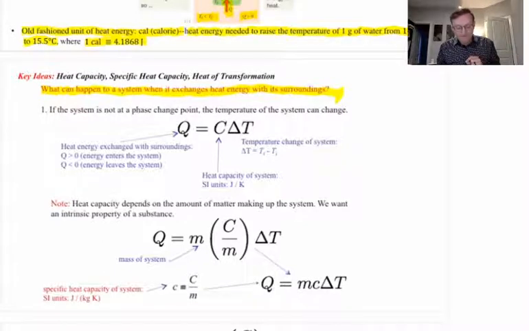Okay. I'm going to talk about 2 of those things here. This is not an exhaustive list. There could be other things. Here's probably the most important one. 1. If the system is not at what's called a phase change point, then the temperature of the system can change. Then we have to unpack that.